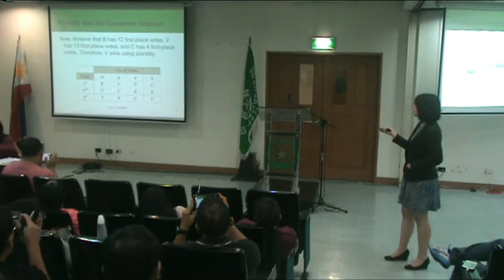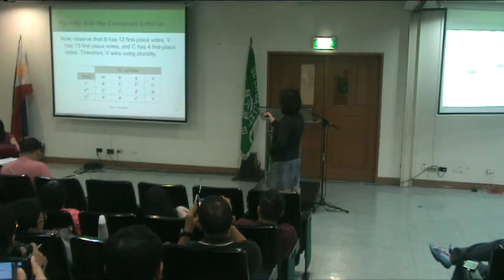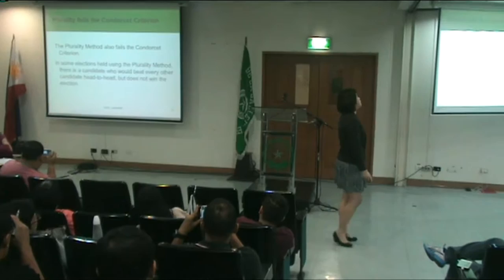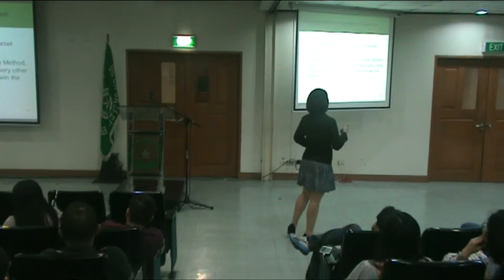Now observe that B has 12 first place votes, and this is it. For the plurality method, B will be the winner. So the plurality method fails the Condorcet criterion. In some elections held using the plurality method, there is a candidate who would beat every other candidate in a head-to-head matchup, but does not win the election.